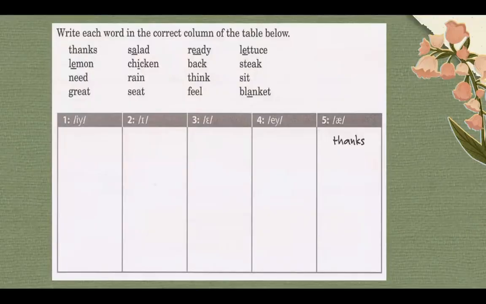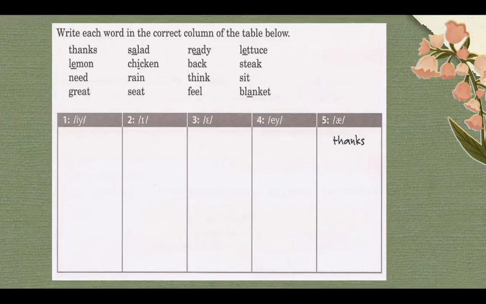Okay, so we have exercise 1. Write each word in the correct column of the table below. We have 60 words here, and there is an example. Thanks is already done in the 5th column. So we have 5 columns here. The first one is E, number 2 is E, number 3 is A, number 4 is A, and number 5 is A. Now you need to write the remaining 59 words in the right column.